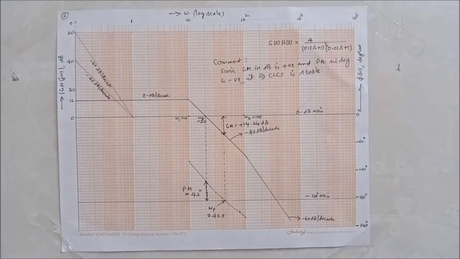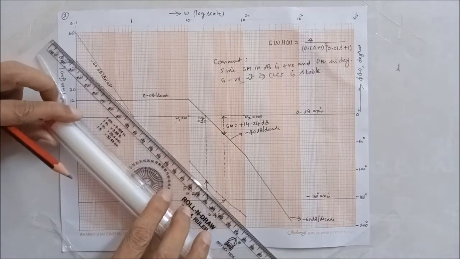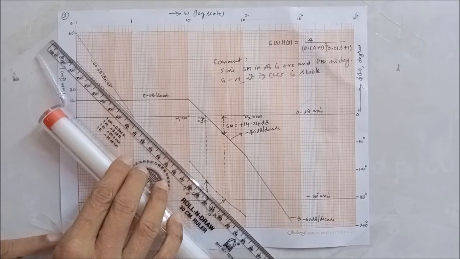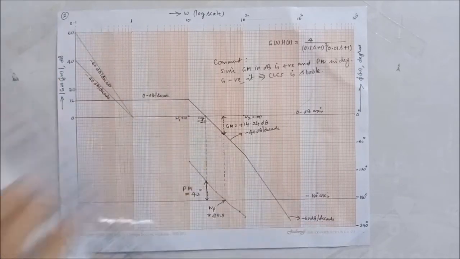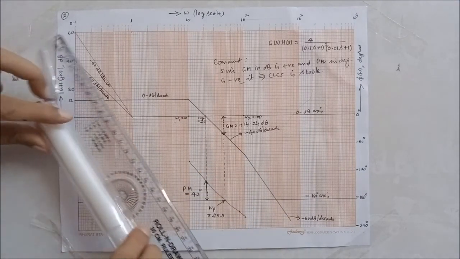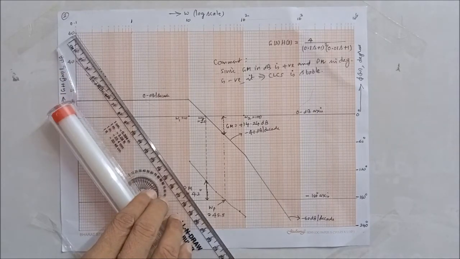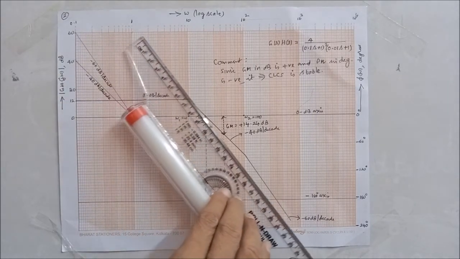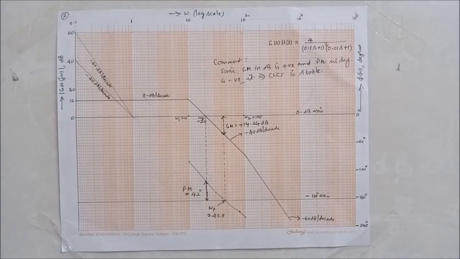So what we'll do is, we'll take the roller scale, we'll keep the roller scale on this line of slope equal to minus 40, and that line will slide between omega 1 and omega 2. Beyond omega 2, slope is minus 60. I'll keep the roller scale on this line of minus 60 dB per decade and roll it to omega 2. Like this, the Bode magnitude diagram is drawn.